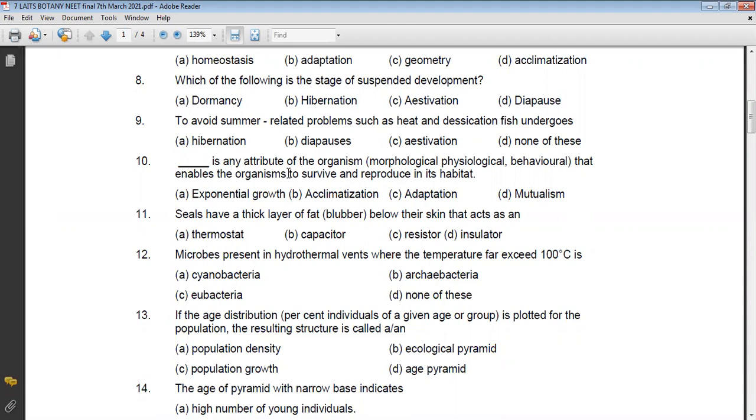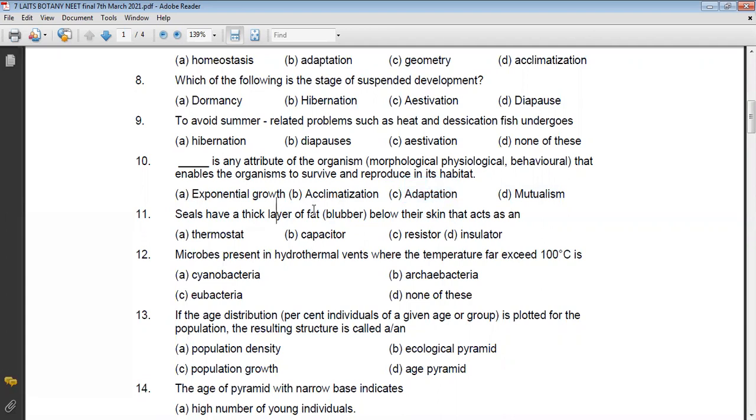Dash is any attribute of the organism, that is morphological, physical or behavioral, that enables the organism to survive and reproduce in its habitat. Options are exponential growth, acclimatization, adaptation and mutualism. So remember here, adaptation is an attribute of the organism that enables it to survive and reproduce in its habitat. All organisms adapt according to their habitat.